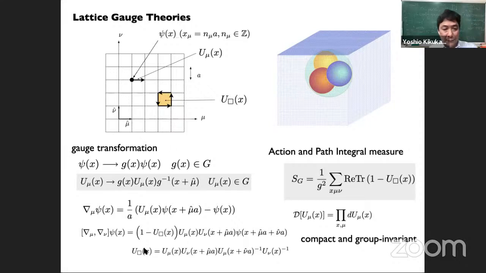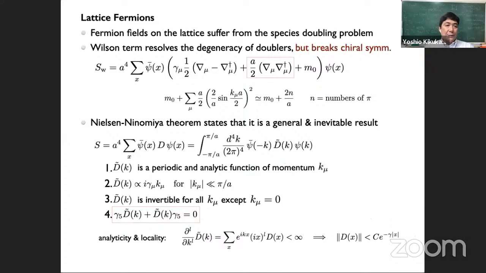This is called the plaquette variable. And this part is nothing but the curvature of the gauge field. From this, we can define the gauge invariant measure, and the path integral is performed with the group invariant measure. So with this action and this measure, we can define the partition function and the correlation functions in a manifestly gauge invariant manner. But the fermion field on the lattice suffers from the species doubling problem. Usually we use the Wilson term to resolve the degeneracy of the doublers.